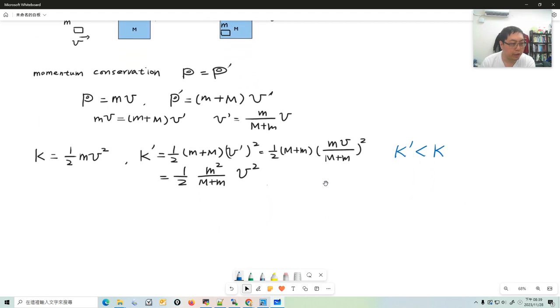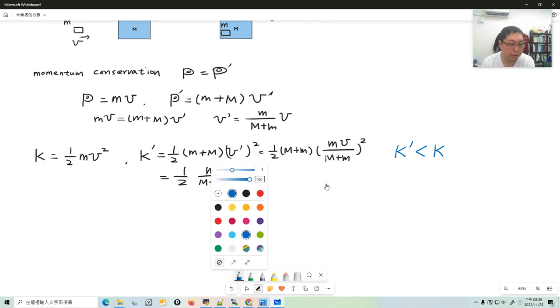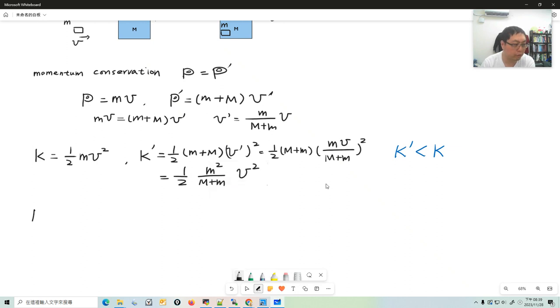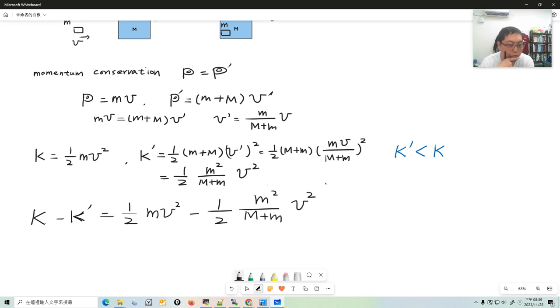Let's do a further calculation and see what exactly the kinetic energy loss is. So we calculate K minus K prime. This is the kinetic energy loss. It's 1/2 m v squared minus 1/2 (m plus M) V prime squared. So what's the result?